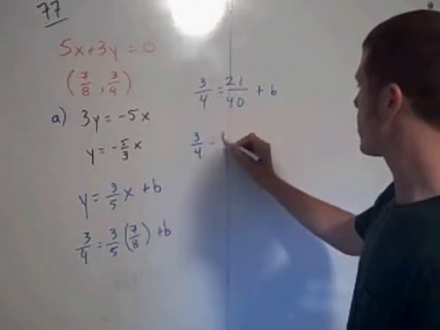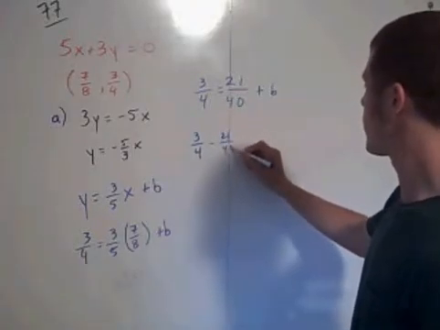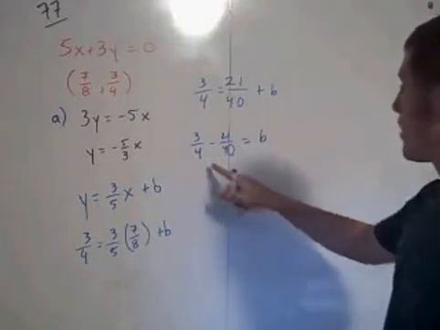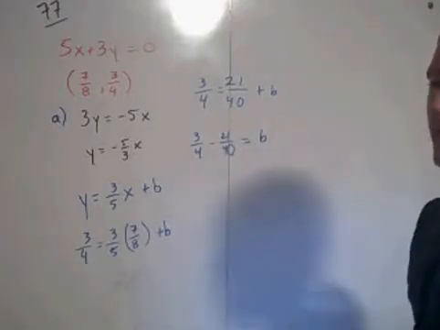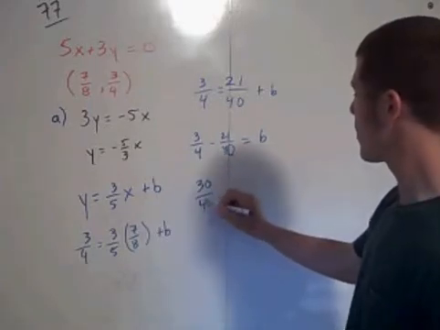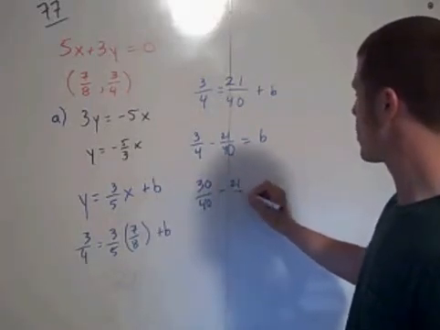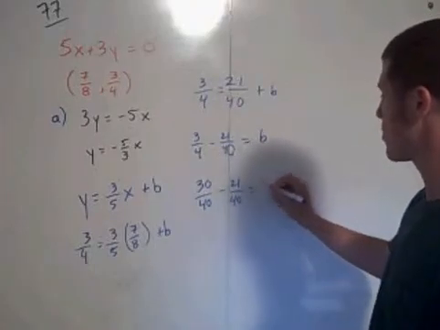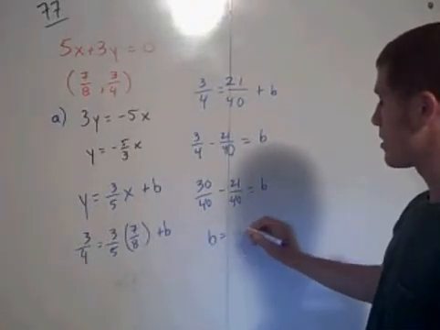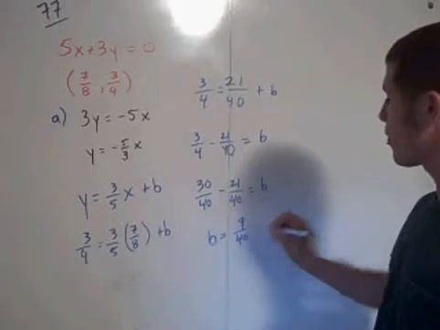3/4 minus 21/40 is equal to b. Multiply this top and bottom by 10 so you can have a common denominator there. So you have 30/40 minus 21/40 equal to b. So this is 9/40. So b is equal to 9/40.